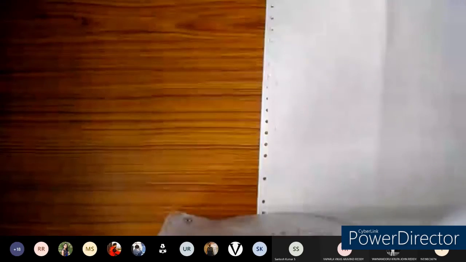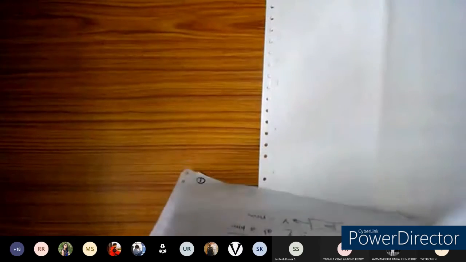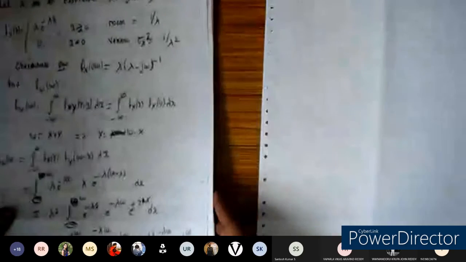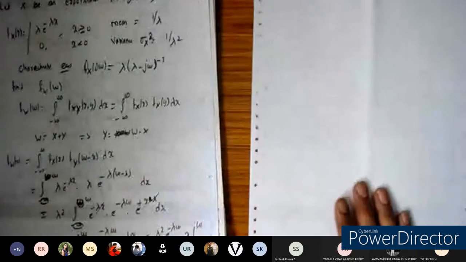Now I'm going to consider the concept of independent random variables. I'm going to extend that concept and introduce one topic called the IID concept, which is the independent and identically distributed random variable. Okay, so let us take the next concept.